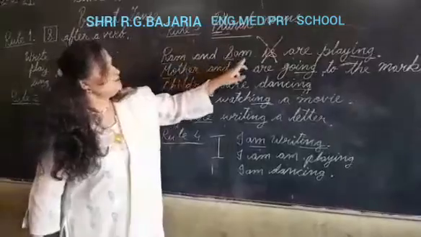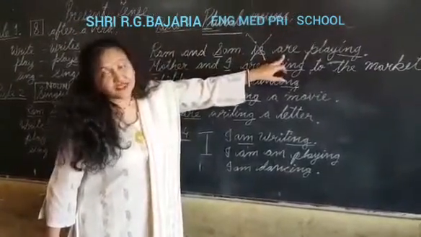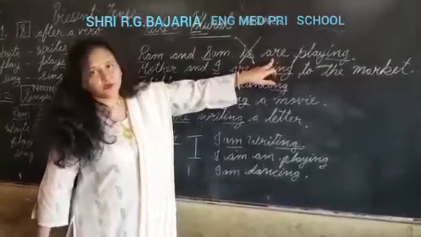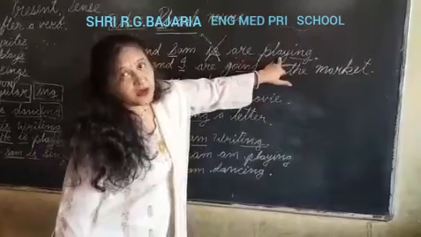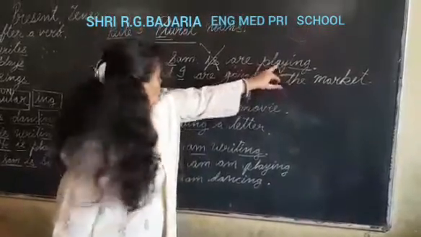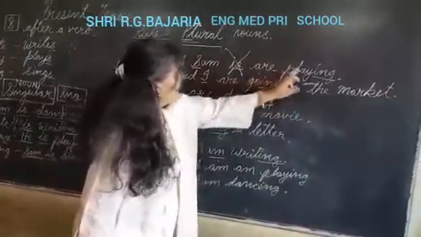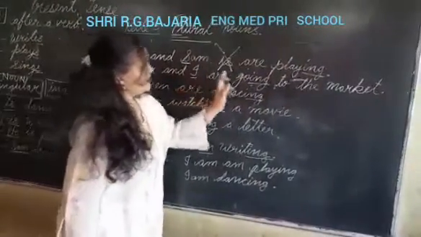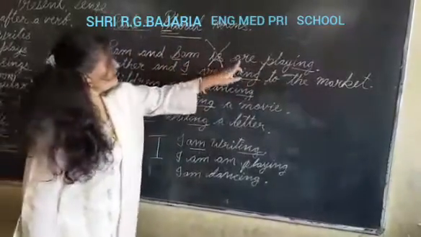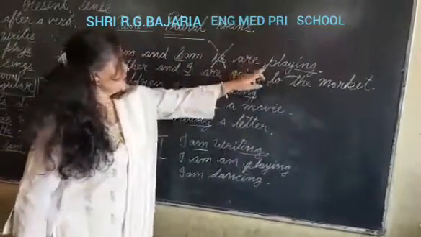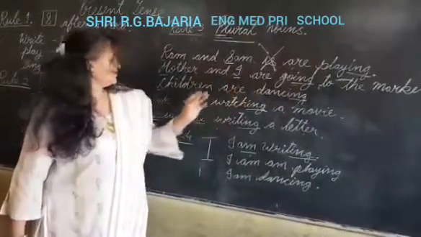When the nouns are plural, we add are. We write are after the nouns and we add ing at the end of the verb. Like Ram and Sam are playing, Mother and I are going to the market. We add are before the verb or after the nouns.